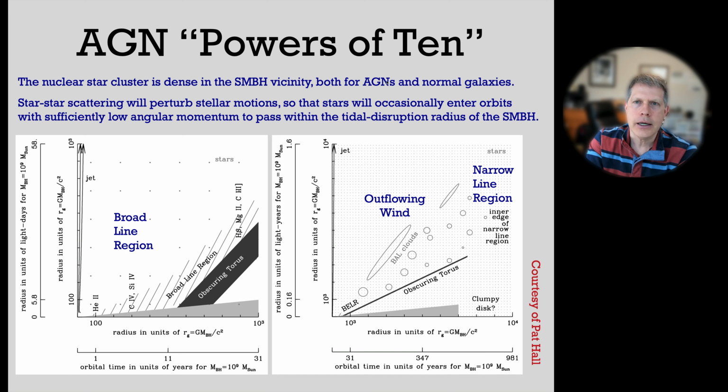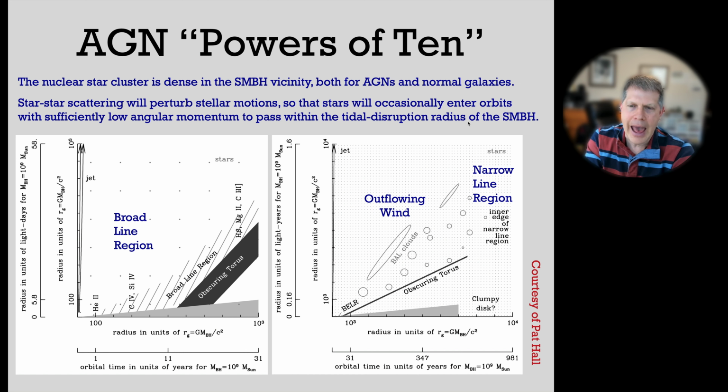And the idea is that in these systems, star-star scattering will, from time to time, perturb the motions of these stars so that stars will occasionally enter orbits with sufficiently low angular momentum that they can pass within the tidal disruption radius of the supermassive black hole. They pass close to the supermassive black hole and then are tidally torn apart.